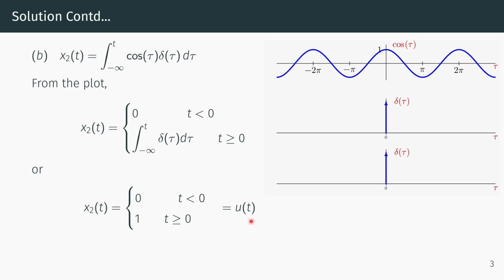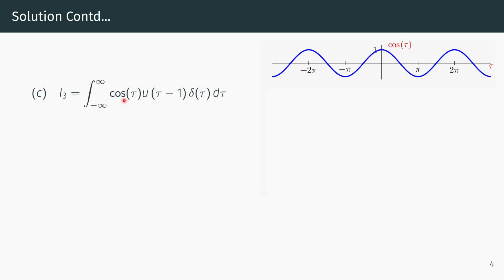Okay, let's go to the third problem, which is given by this. Let me call this integral I3 because you get a definite answer for it. You get a single value for this. You don't get a function which varies with respect to time, and that's the reason I called it I3, because the integral limits are defined from minus infinity to infinity.